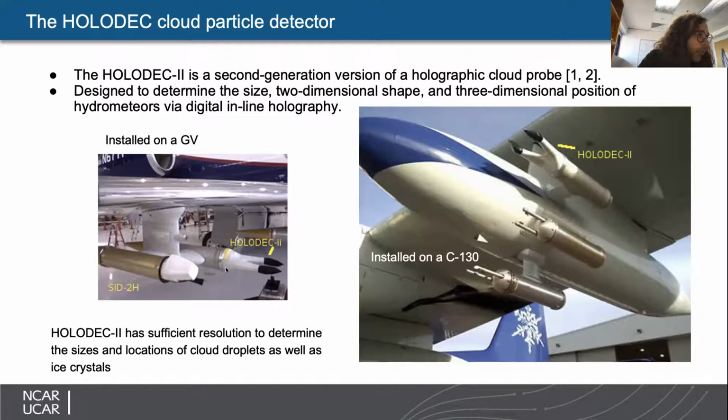I'm kind of circling it with my cursor here. You can see the arms here, the probe, and here is Holodeck 2 outfitted onto a C-130 up here in the larger image. So Holodeck was designed such that it has quite sufficient resolution to determine very small objects in these holograms, mainly cloud droplets, liquid droplets, as well as ice crystals. And I'm going to show you some examples where it picks up other things that I'm just going to refer to as artifacts.